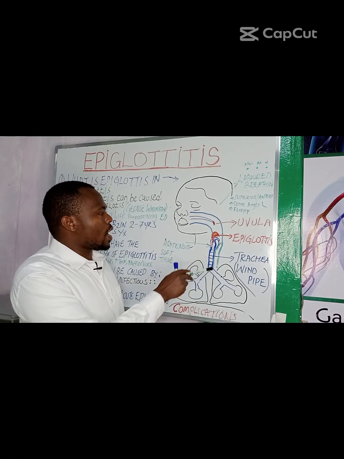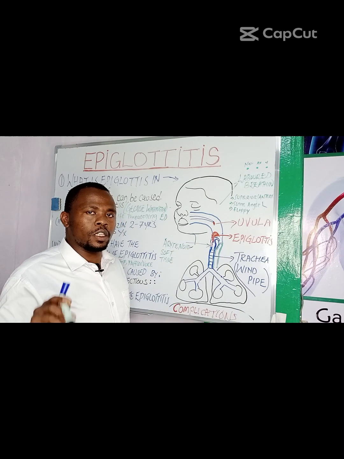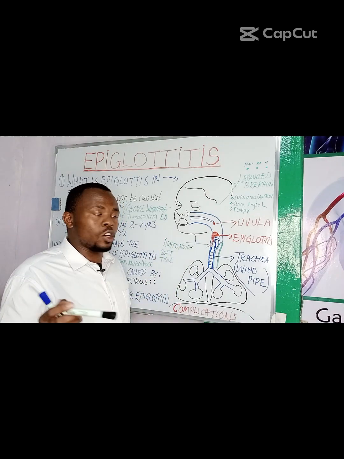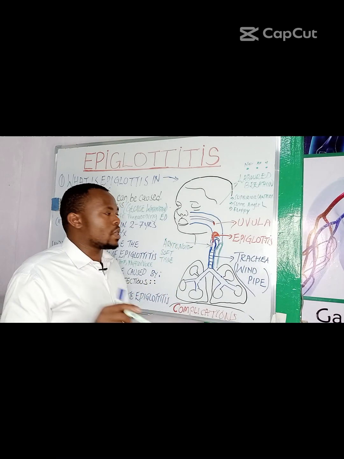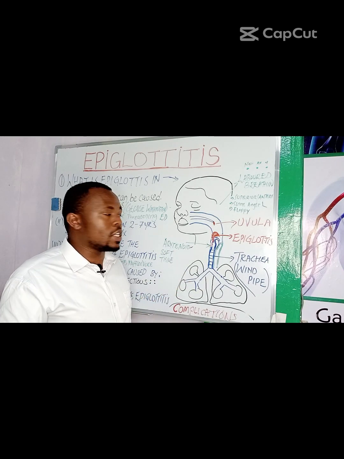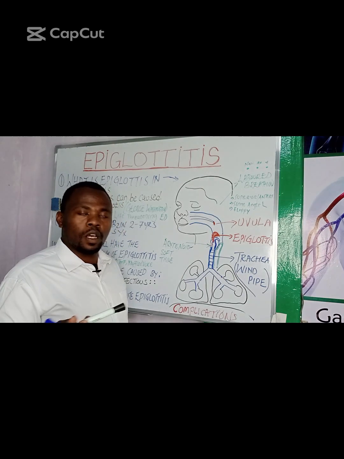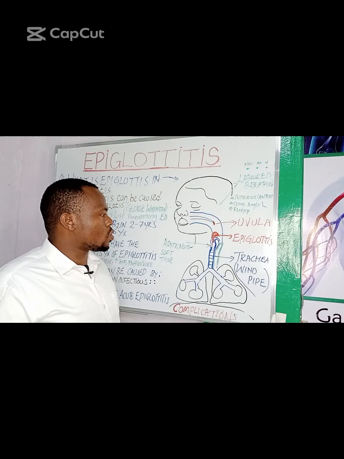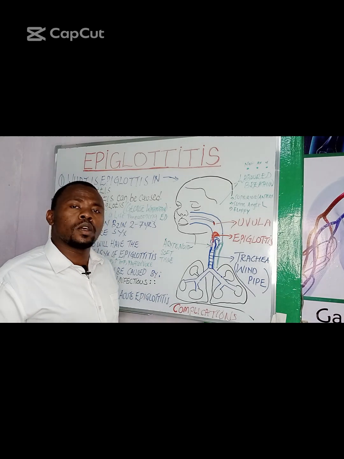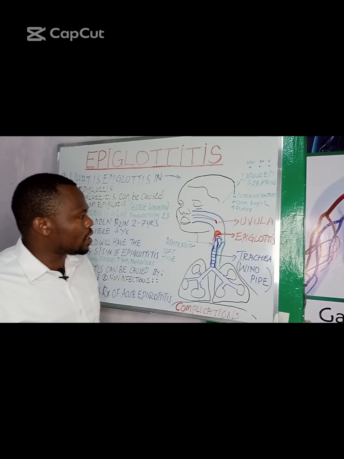Number two, the angle between the epiglottis and the trachea is slanting in children, and it's different in adults. Number three, the epiglottis of a child is floppy. It means that it's hanging loosely, while the epiglottis of an adult is rigid and kind of stiff. So those three anatomical factors will make children have more severe cases of epiglottitis than adults.